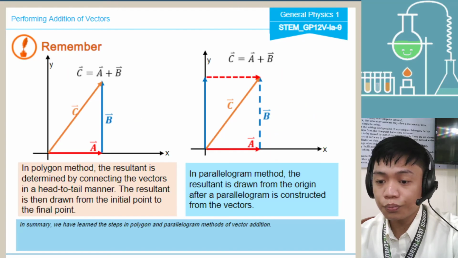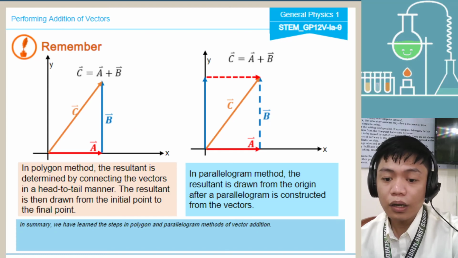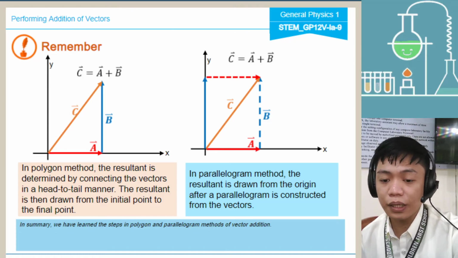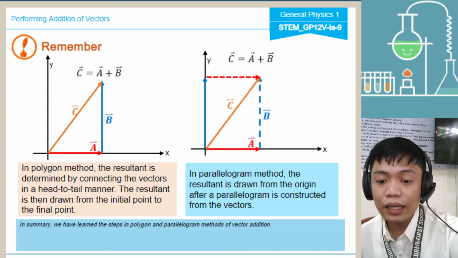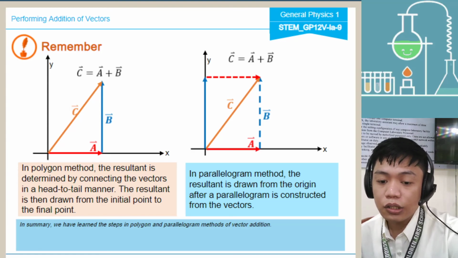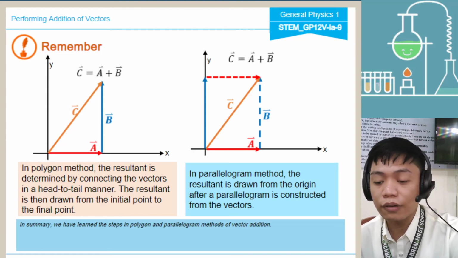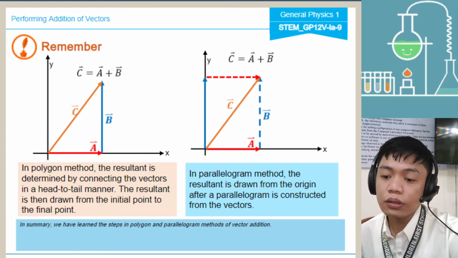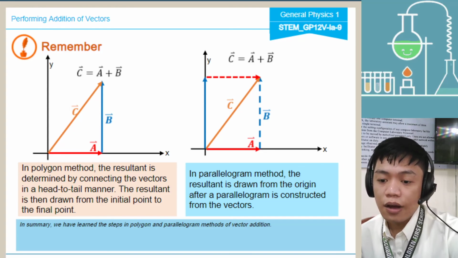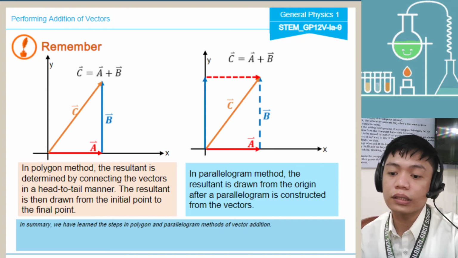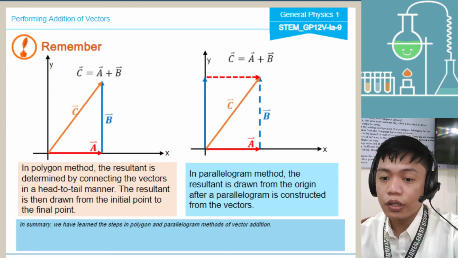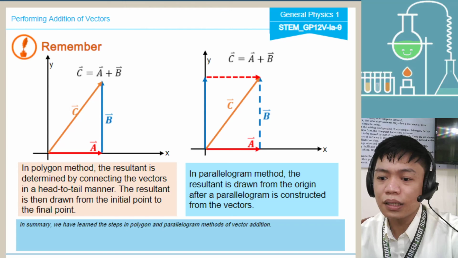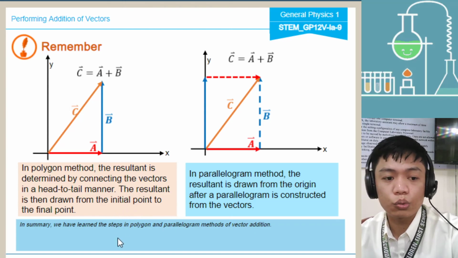Okay, so remember, in the polygon method, the resultant is determined by connecting the vectors in a head-to-tail manner. The resultant is drawn from the initial point to the final point. Next, in the parallelogram method, the resultant is drawn from the origin after the parallelogram is constructed from the vectors. So it's basically similar, but I think the first method is easier to do, right?